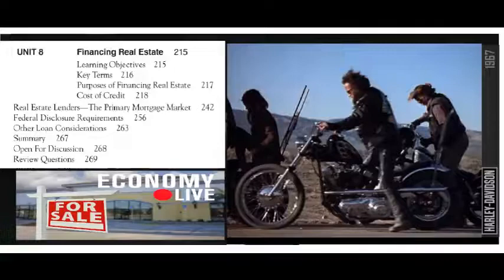Unit 8, Financing Real Estate. The lender will be the only bidder at the sale, and owning the property is an alternative most lenders do not welcome.